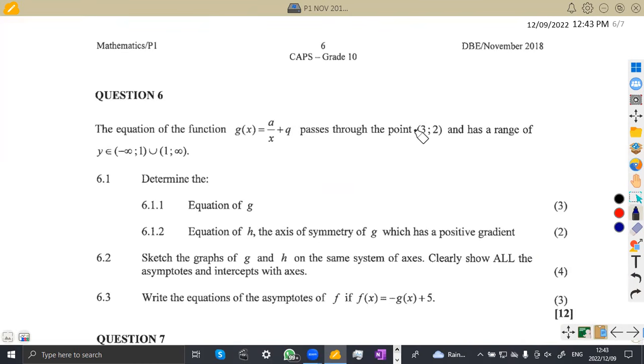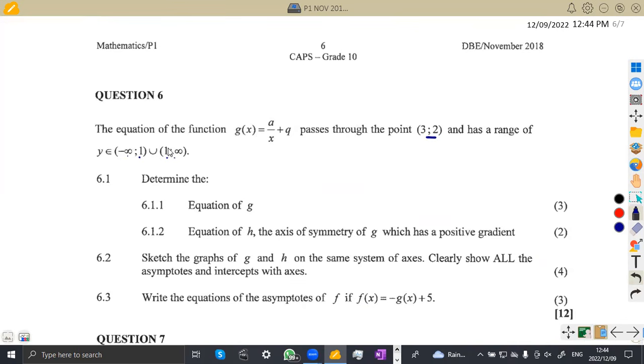Some can refer to this as inverse functions, which is a hyperbola. That's a hyperbola. Okay, still one and the same. So from the hyperbola that we are given, g(x) is equivalent to a over x plus q and passes through the point (3, 2), and here's a range. This is the range.